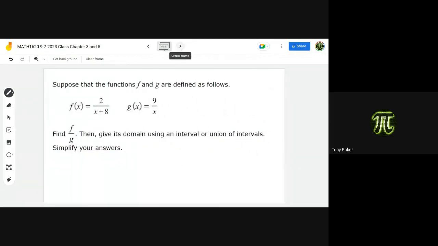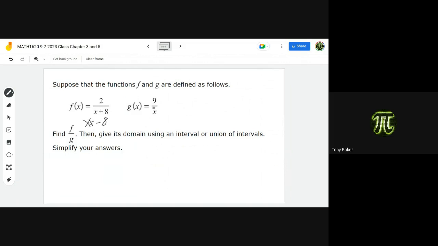Let's look at a harder one now. In this case, we've got two rational functions. Rational functions are division, so they are going to have a domain restriction built into them. The first thing we want to look at is f of x. Which values will make f of x not true, or which values do not exist in f of x? Yes, x cannot equal -8.